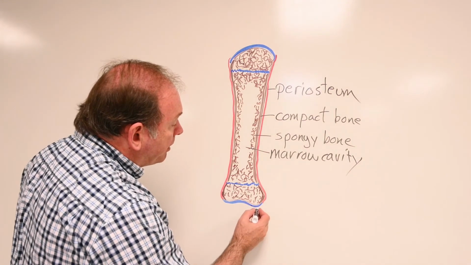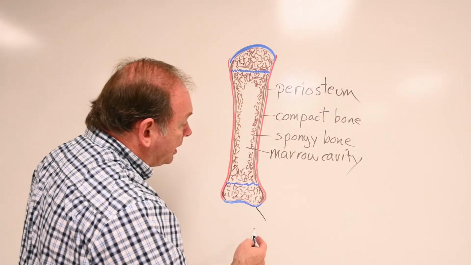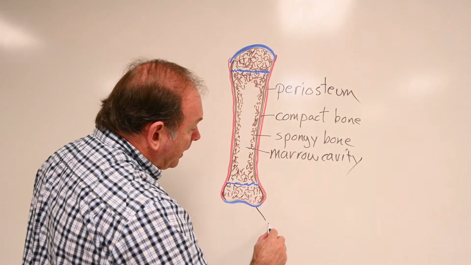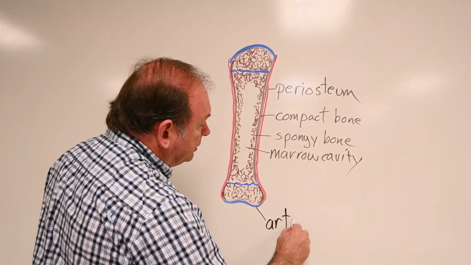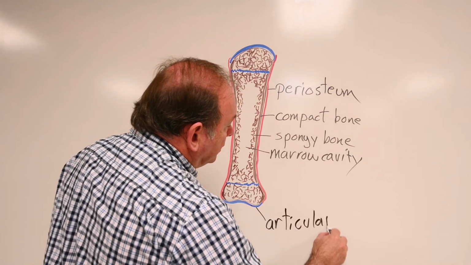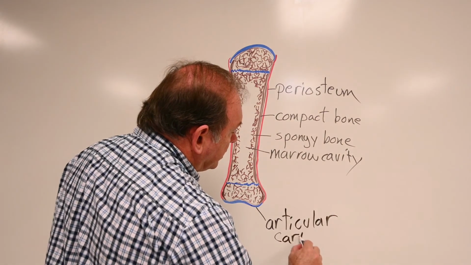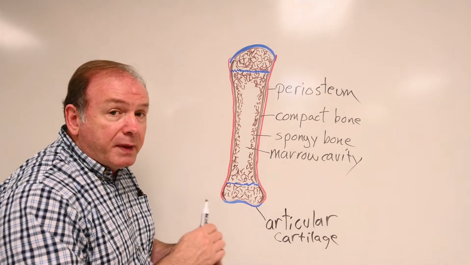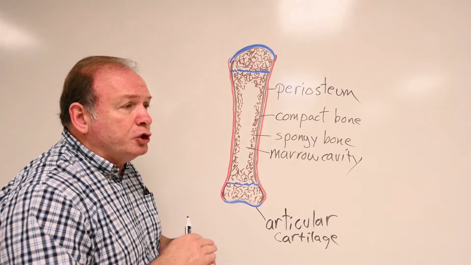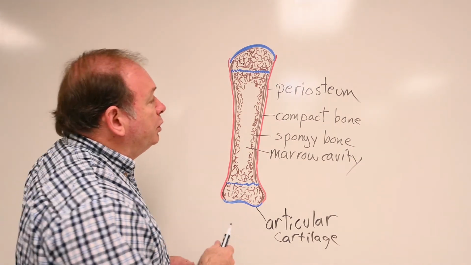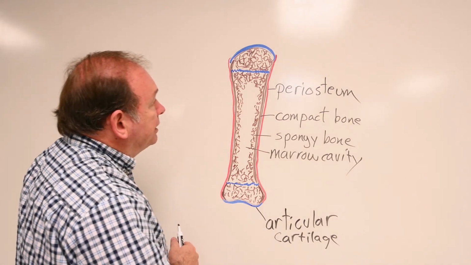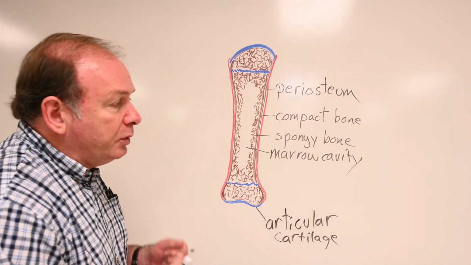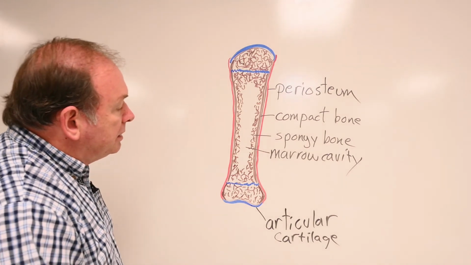At the very end of the bone down here and at the other end we have an articular cartilage. Articular cartilages make that joint surface smooth and not as hard as bone on bone at your joint. It's cartilage on cartilage that way.